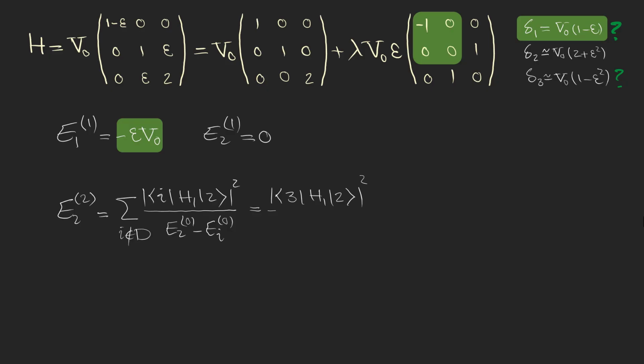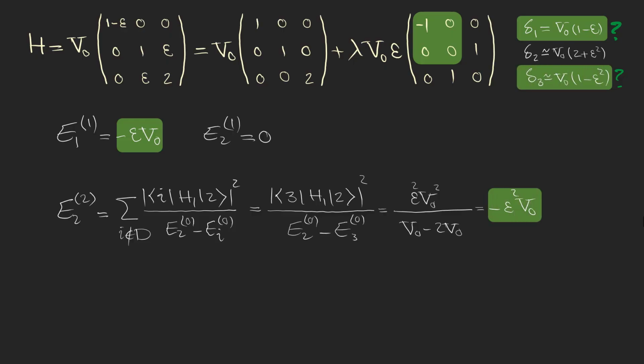So we just need to take into consideration the third ket and not worry about the kets in the degenerate subspace. We get this as the second order correction, which is consistent with the result we found earlier.